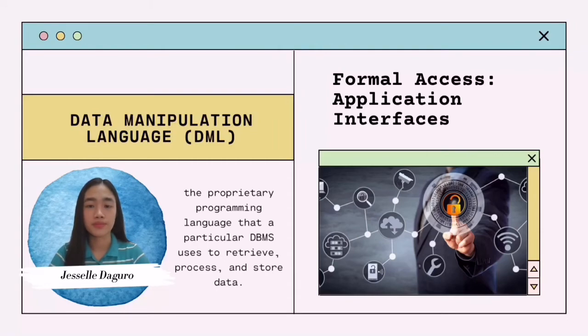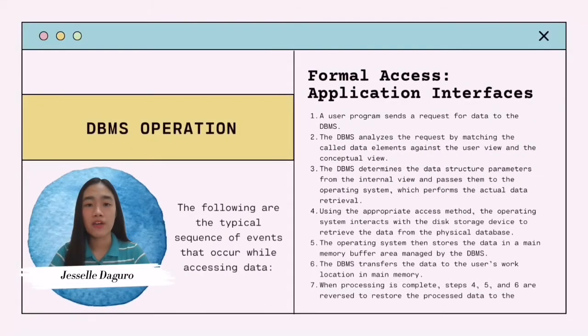By replacing the old DML commands with the new commands, the user programs can be modified to function in the new environment. Next, we have the DBMS operation, or the Database Management System operation, which was previously illustrated in figure 4.3. Now, let's see the following description of the typical sequence of events that occur while accessing data in the database management system.